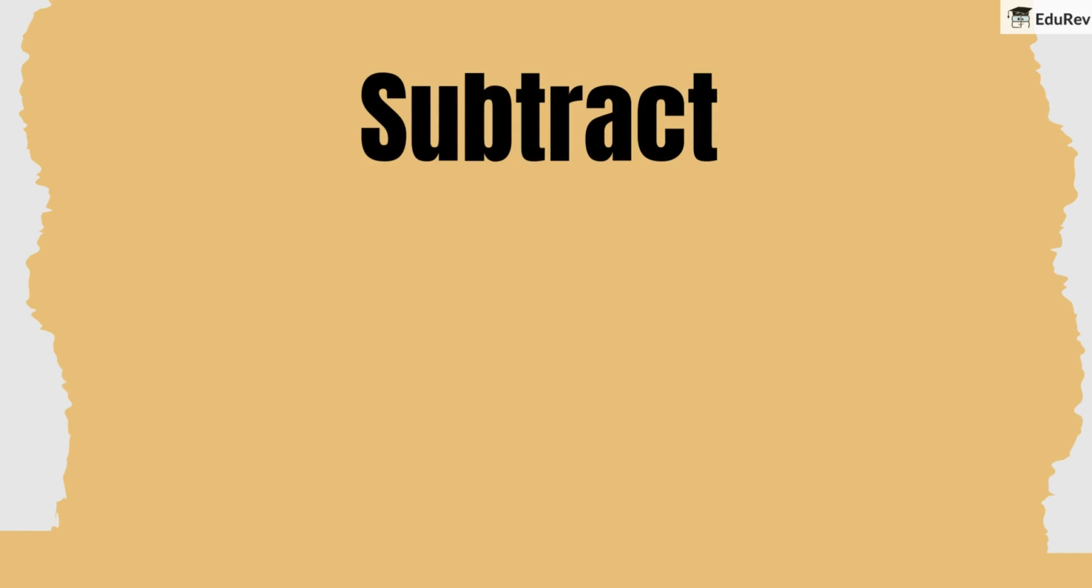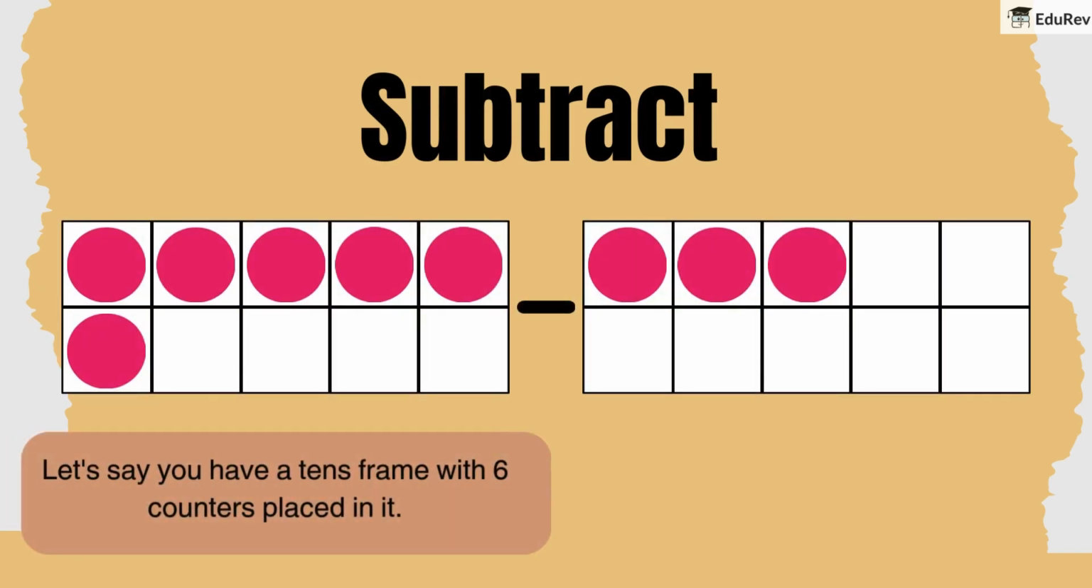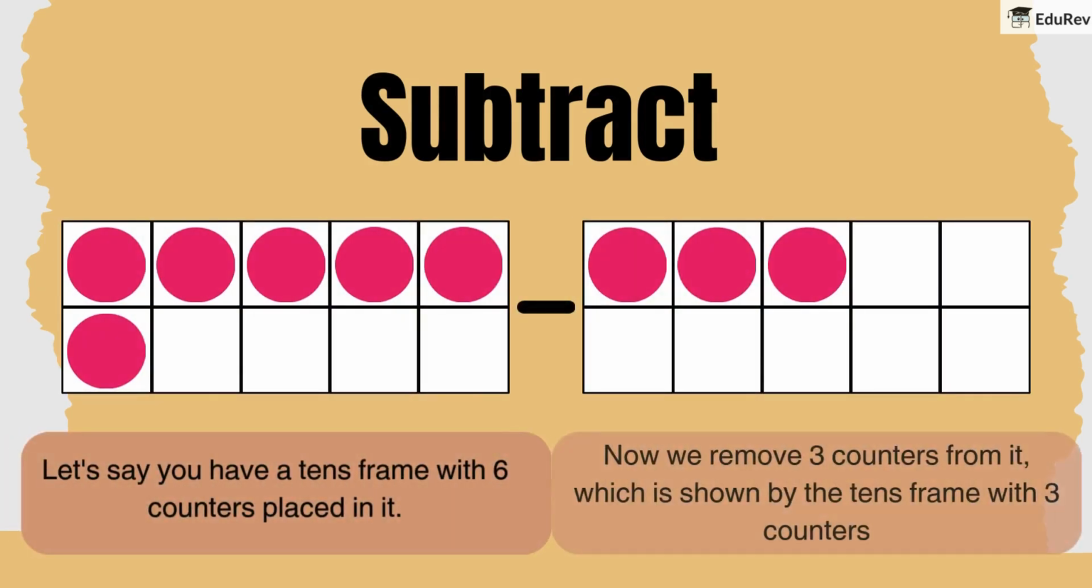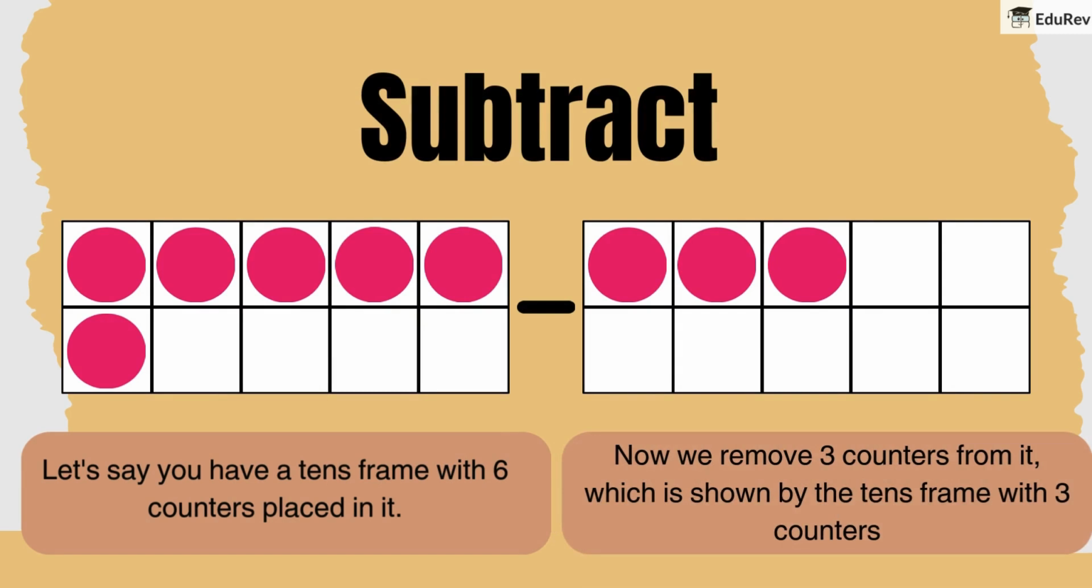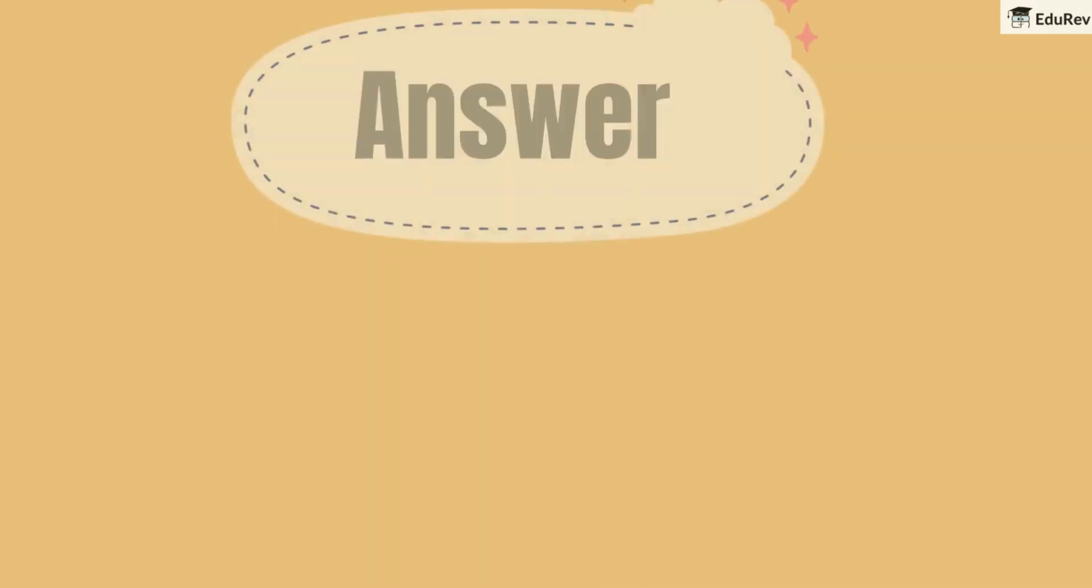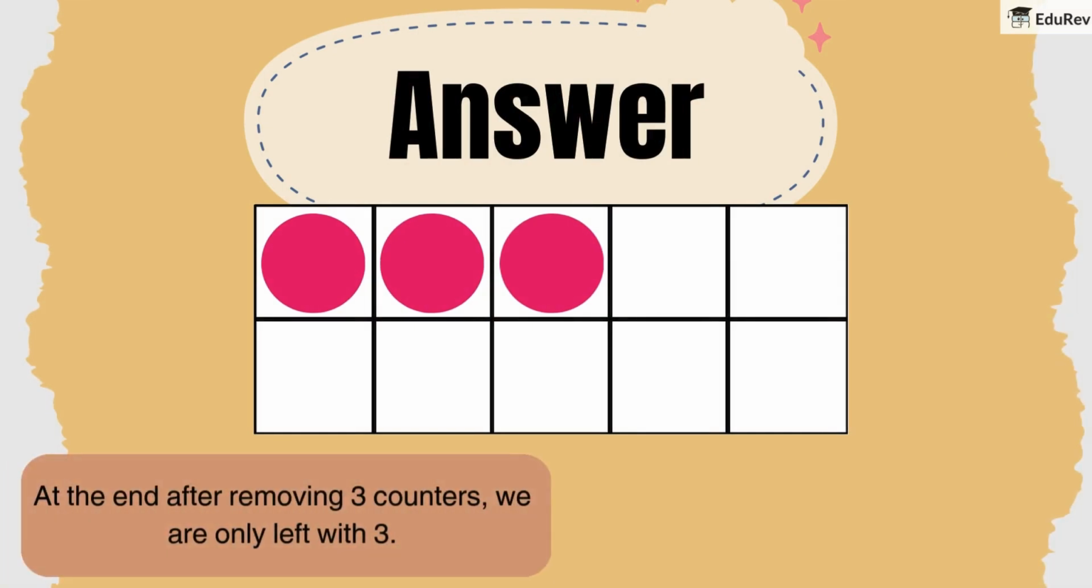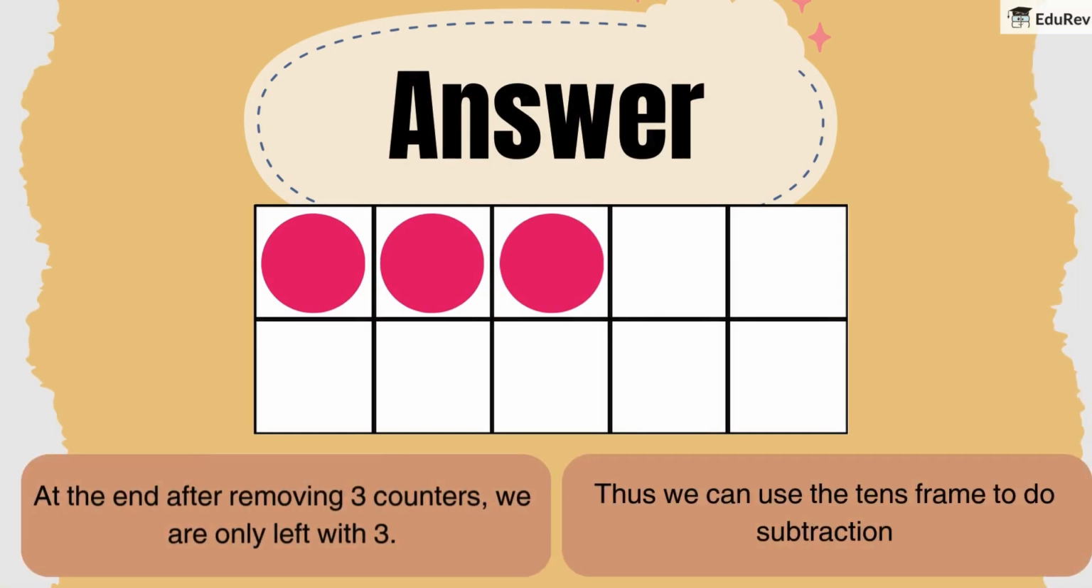Next, let's subtract. Suppose you have a tens frame with 6 counters placed in it. Now we remove 3 counters from it. After removing 3 counters, we are only left with 3. Thus, we can use the tens frame to do subtraction.